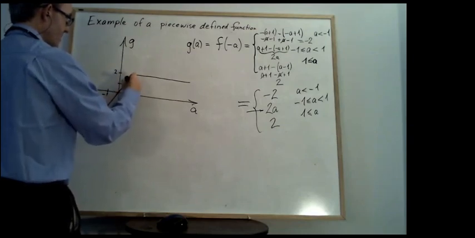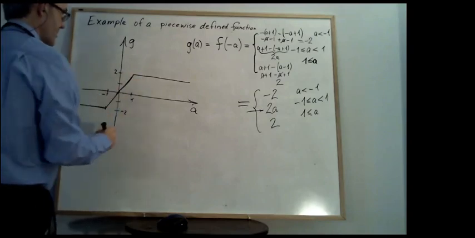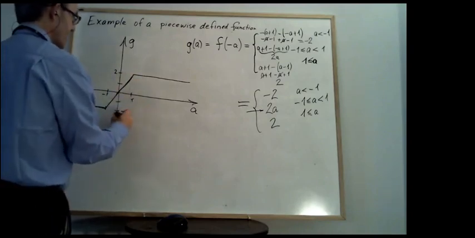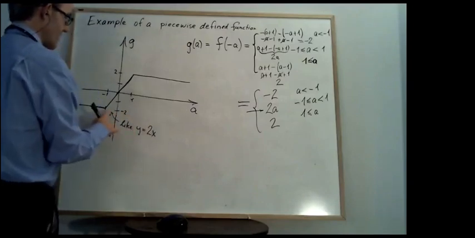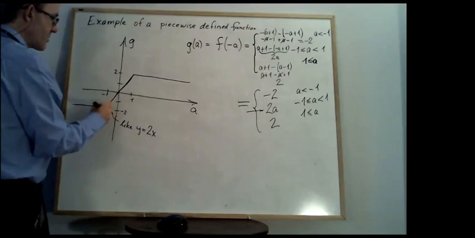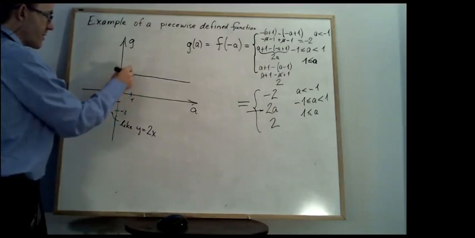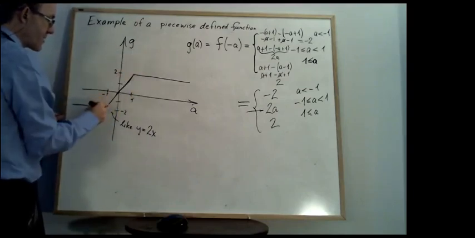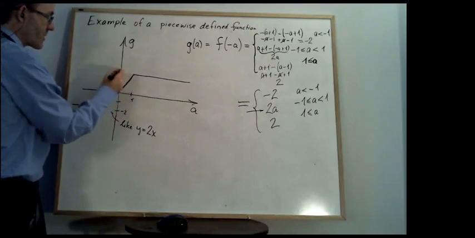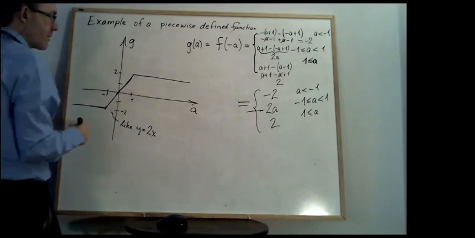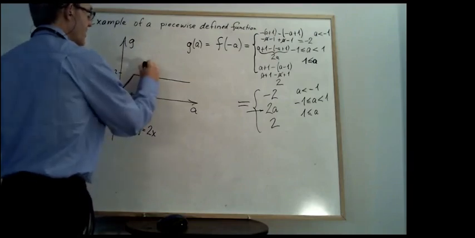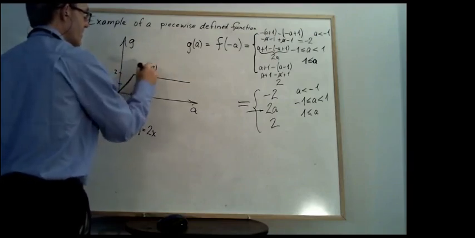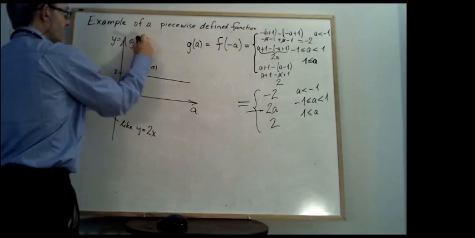Okay. So that's like y equals 2x. It's just between those 2 points, so I have to cut it off. It doesn't go forever like that, and also have to cut off the constant functions as well. Okay, so this is what my function looks like, g of a, or y equals g of a.